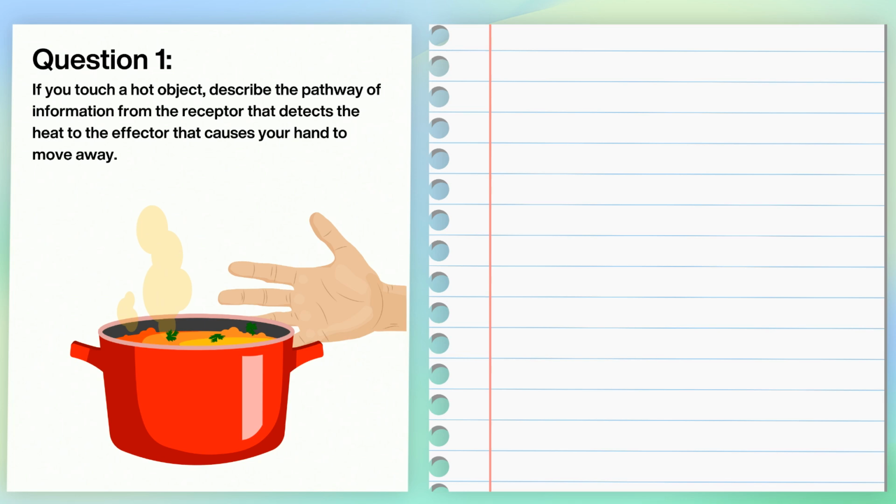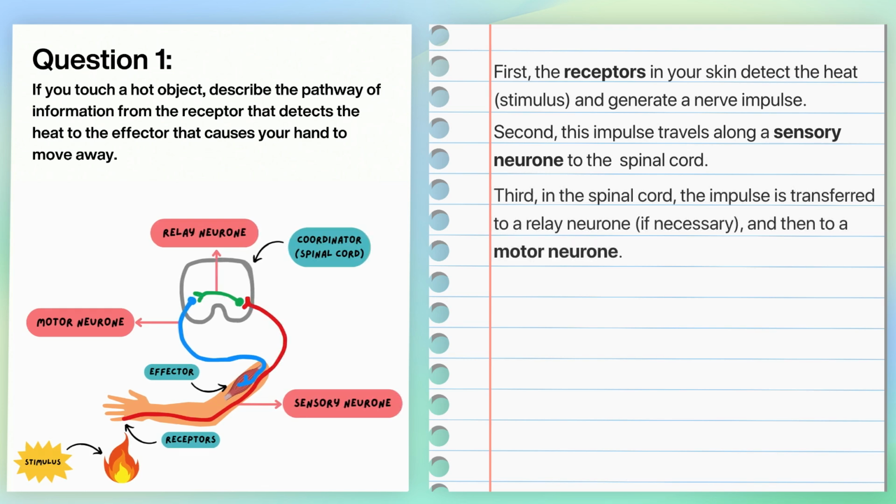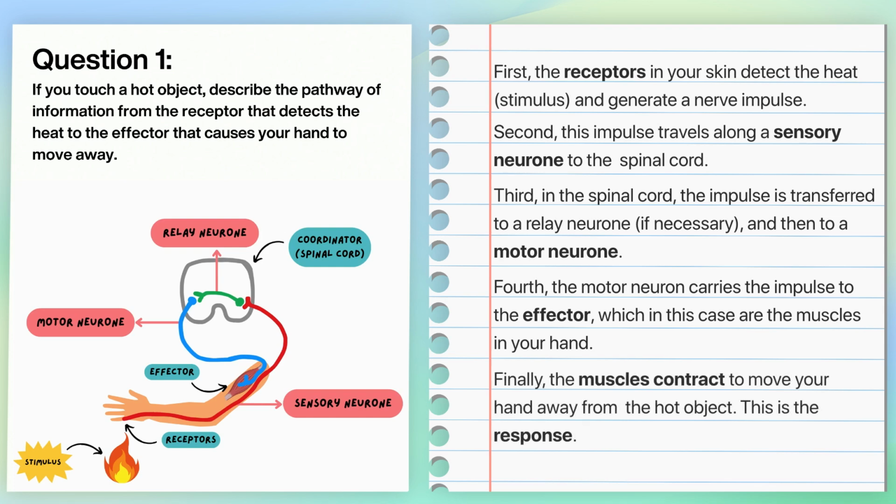Following our pathway, firstly, the receptors in your skin detect the heat, which is the stimulus, and generate a nerve impulse. Second, this impulse travels along a sensory neuron to the spinal cord. Third, in the spinal cord, the impulse is transferred to a relay neuron, if necessary, and then to a motor neuron. Fourth, the motor neuron then carries the impulse to the effector, which in this case are the muscles in your hand. Lastly, the muscles contract to move your hand away from the hot object. This is the response.